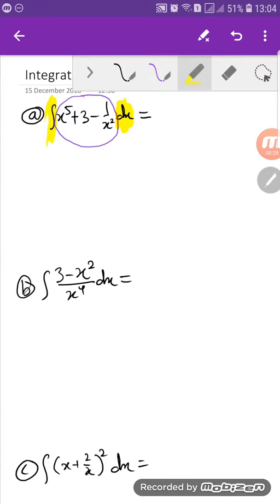Okay, so why is it so? Because the integration sign means that we want to integrate it. The function inside the purple circle is the function that we want to integrate, and the dx means in what terms we want to integrate the function. So in this case, we want to integrate x to the power of 5 plus 3 minus 1 over x squared in terms of x.